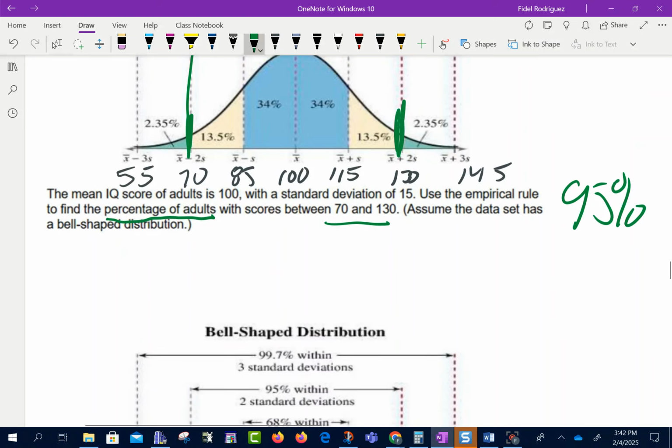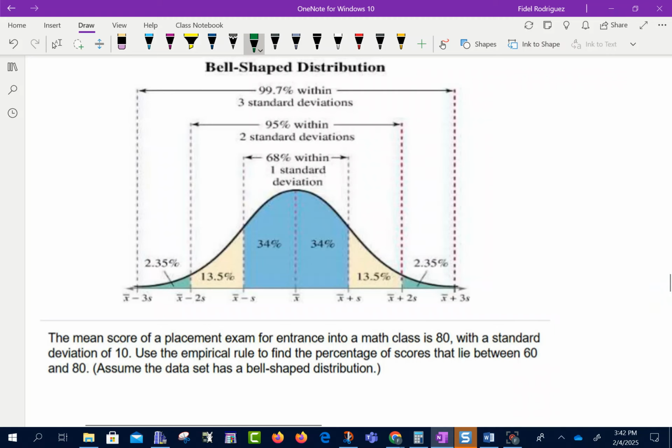I'm going to continue scrolling down a little bit further, y'all, and doing the same exact thing here, okay? So number one, let's find our average. The mean score, that's my average, is 80. Okay. Number two, what is our standard deviation? Our standard deviation is 10.